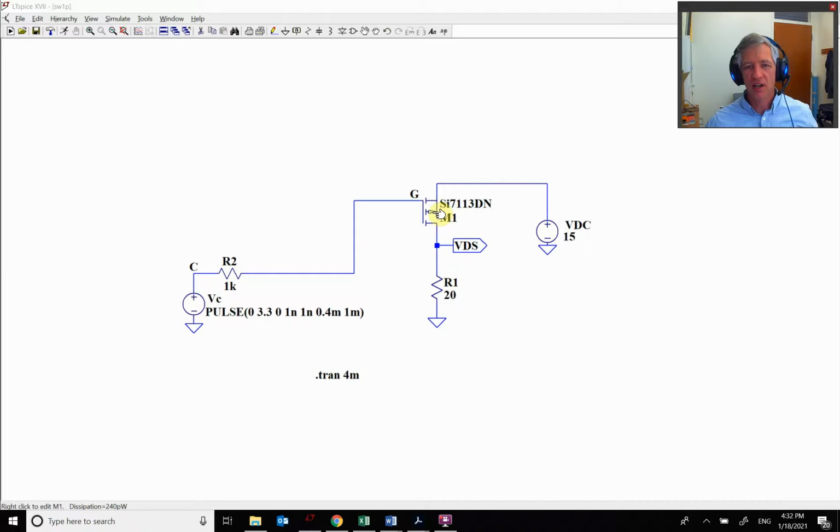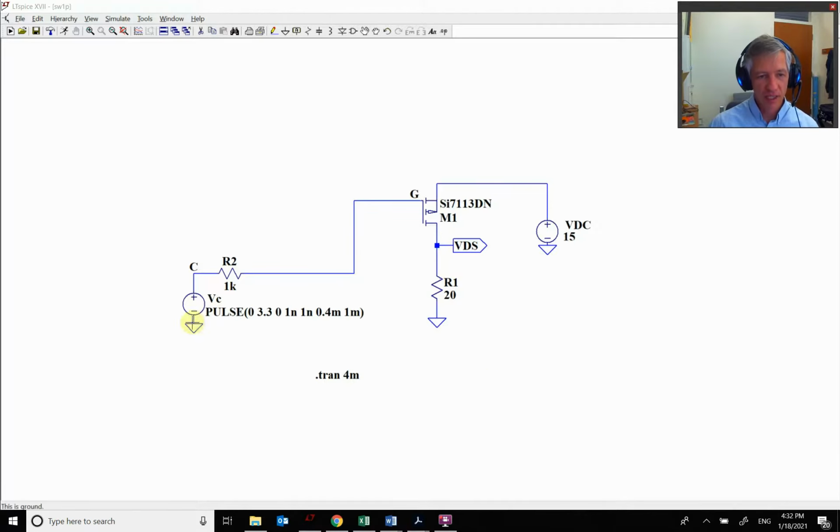So we tied our source to our 15-volt power supply, so the source doesn't change. Then we just have to control the gate, and we put our load on the drain just like we did before. But what ends up happening now is my resistor is connected to ground rather than being connected up to the 15-volt power supply. So these are called high side loads and low side loads.